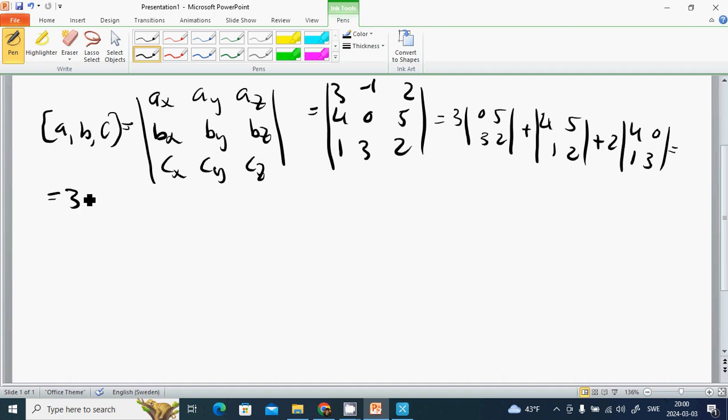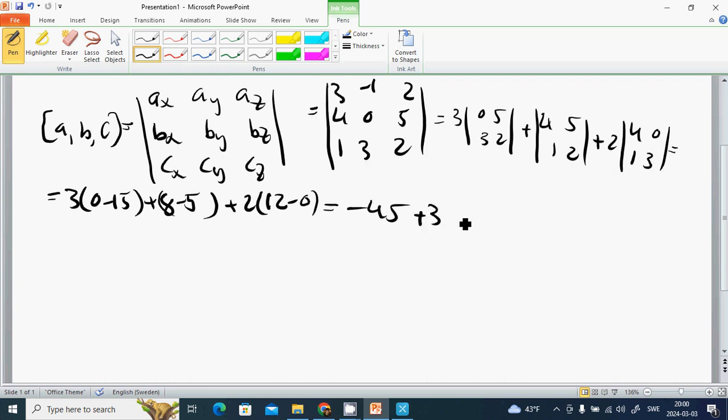and it is 3 times 0 minus 15 plus 8 minus 5 plus 2 times 12 minus 0. It is minus 45 plus 3 plus 24. It is 27. It is 18 minus 18. Then V is 1 divided by 6 times minus 18 equals 3.